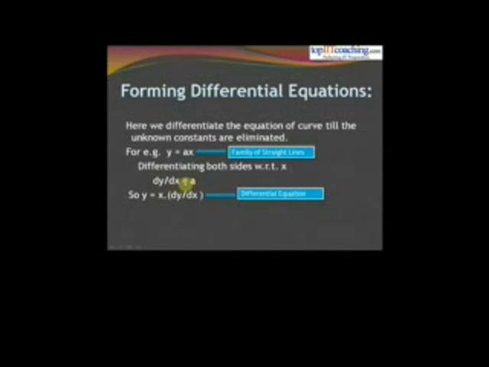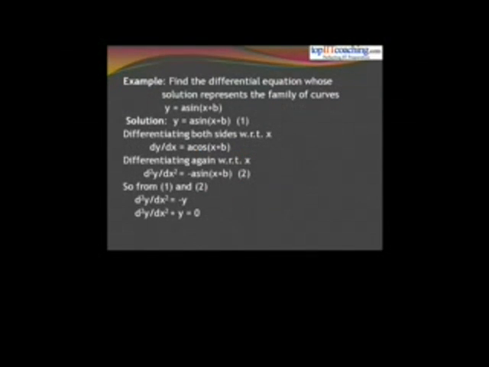Now we know the value of a, which is dy by dx. We substitute this value over here to get y equal to x times dy by dx, and hence this is a differential equation. So the differential equation of the family of straight lines given by the equation y equal to ax is y equal to x times dy by dx. Let's consider one more example.